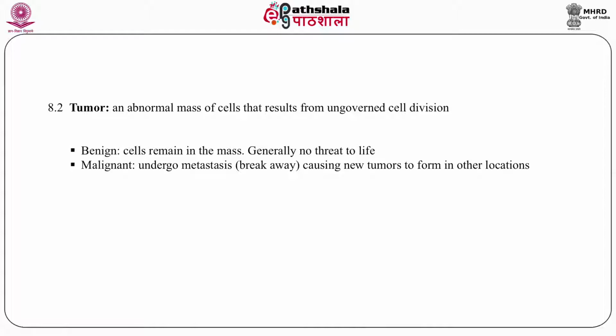Talking about tumors: a tumor is an abnormal mass of cells that results from ungoverned cell division. They can be benign, in which the cells remain in the mass. Generally, they are not a threat to life because they are not malignant. Next is the malignant type, which can undergo metastasis because the cells break away from the center point and spread throughout the entire body.